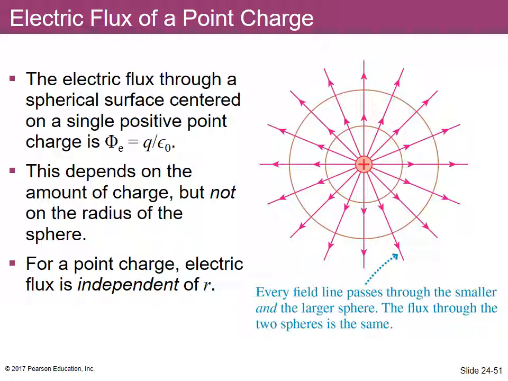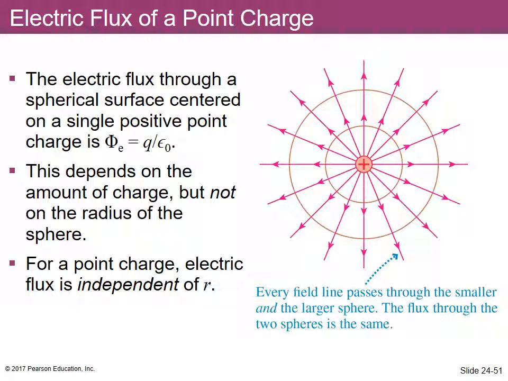The electric flux through a spherical surface centered on a single positive point charge is q over epsilon naught. This depends on the amount of charge, but not on the radius of the sphere. For a point charge, the electric flux is independent of r. As the diagram shows, every field line emanating from the point charge passes through both spheres.